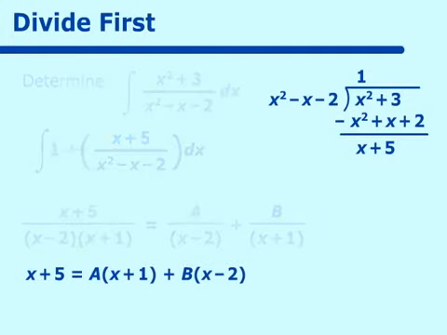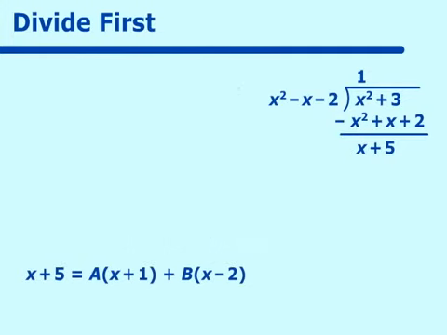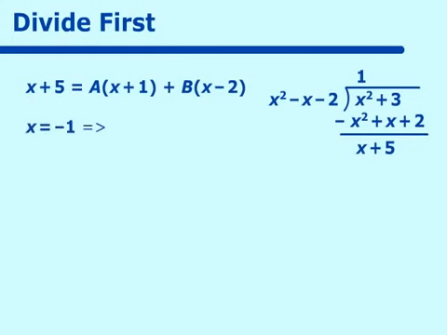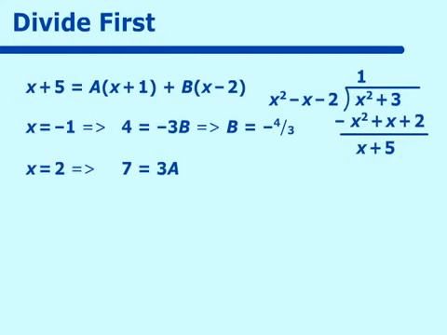So we'll have x plus 5 is equal to a times (x plus 1) plus b times (x minus 2). So if x is equal to negative 1, that will leave us a 4 on the left-hand side, and that is equal to negative 3b, and that gives us b to be negative 4/3. If we make x equal to 2, that gives us 7 is equal to, the b's will go out this time, so that's 3a. So a will be equal to 7/3.